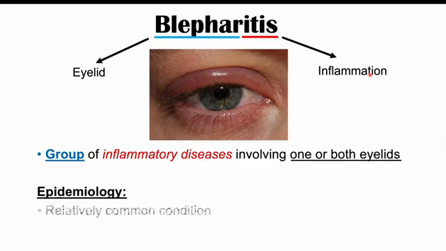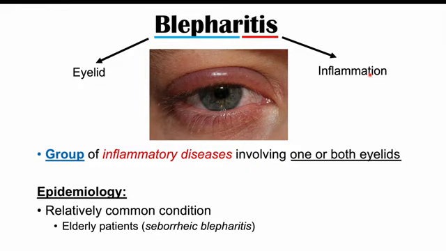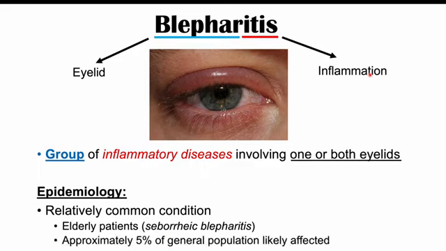Now, blepharitis can be a relatively common condition. We're going to see it more commonly in older patients, and especially the type known as seborrheic blepharitis. Some epidemiological data suggests that approximately 5% or more of the general population may be affected by blepharitis at any given time. Now, blepharitis is associated with a wide variety of systemic conditions.